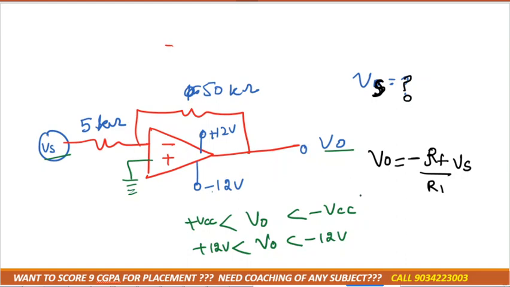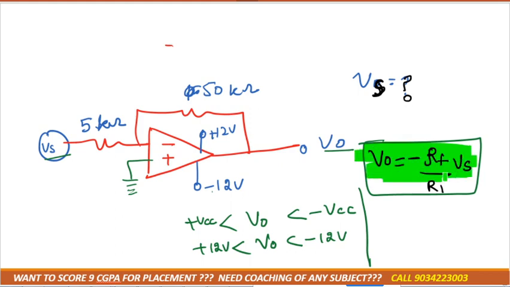So for that we can use, and as you know, this is the inverting amplifier. The output voltage formula for the inverting amplifier is minus RF by R1 into Vs. So we know V naught is, suppose that is plus 12 volt, minus RF is how much, 50, divided by R1 is how much, 5. Both are kilo ohm, so that would be cancelled out. So that would be the value of Vs.